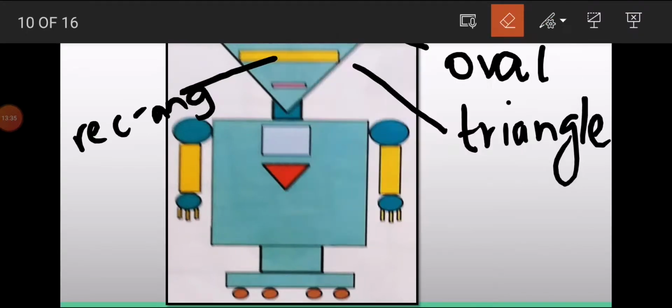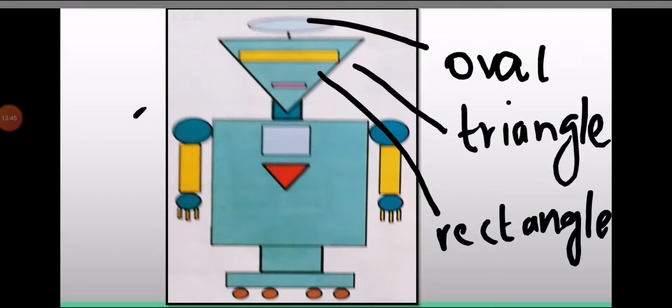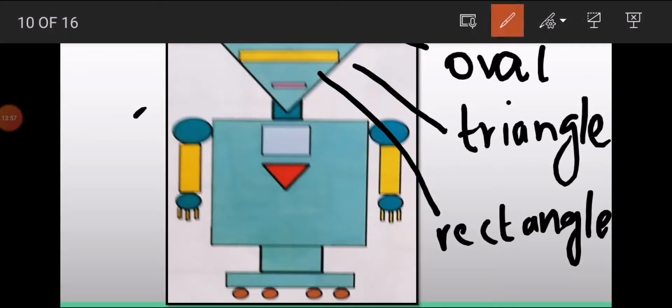Let me write it neatly. We have not much space here. So I'm going to write it here. Rectangle. Now we have found 3 shapes here. Oval, triangle and rectangle. Now look at the down one. Again, 2 opposite sides are of same length. 4 sides, 4 corners. Again, this is one more rectangle here. This is also rectangle.